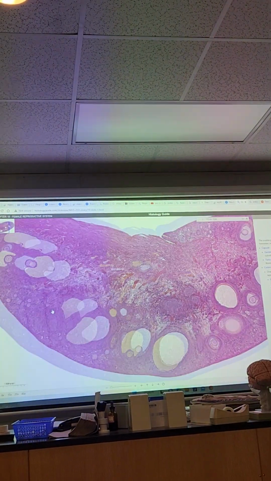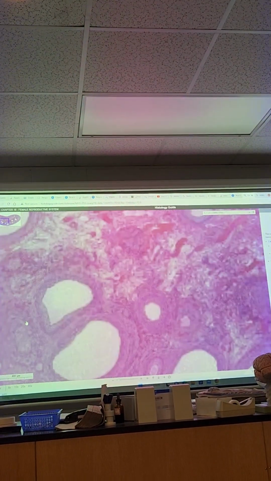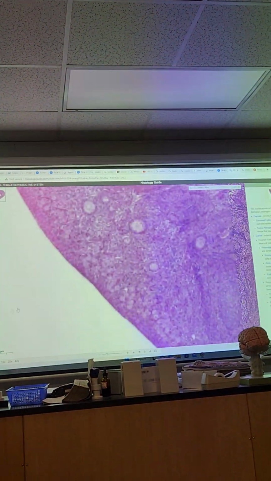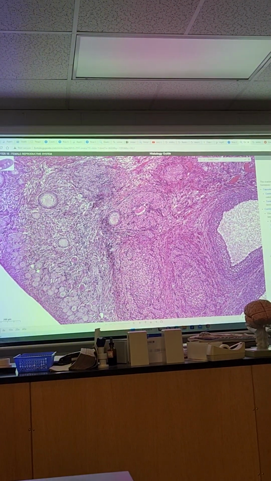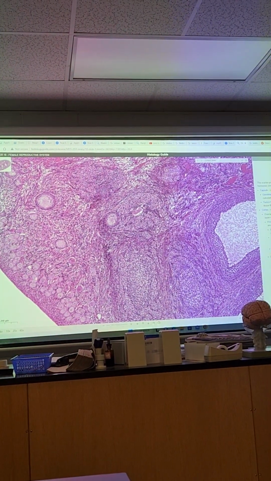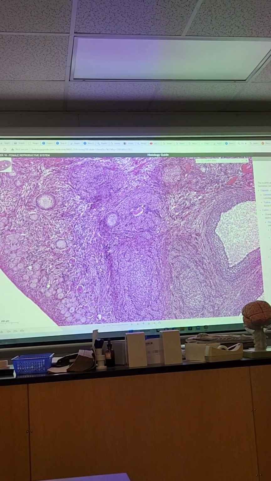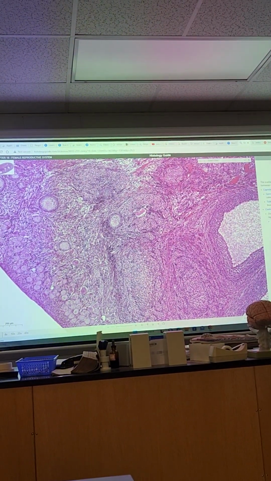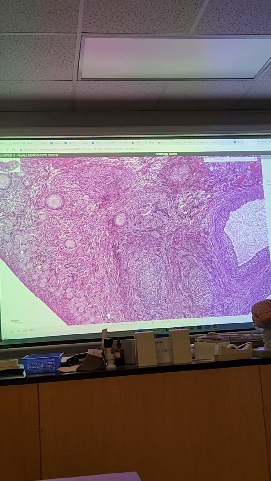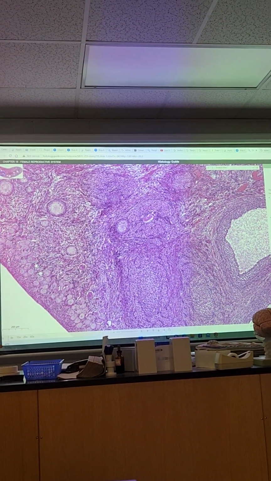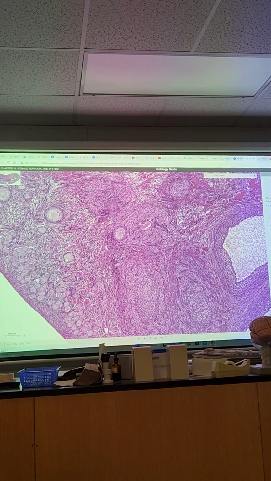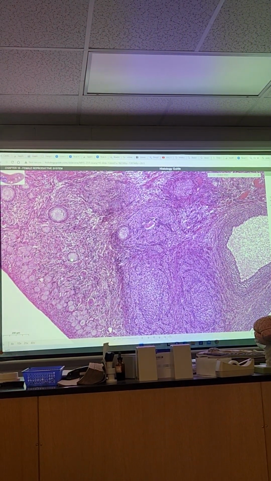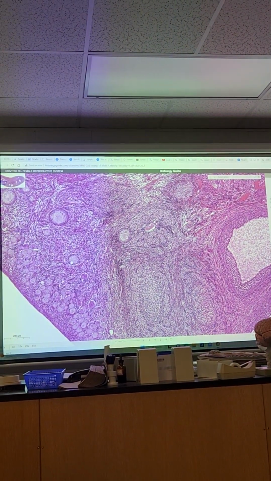But if I gave you tiny, this is what we're talking about, these. These are what you have about 200,000 of at puberty, when you're 13 years old. Those are called primordial follicles. This would be just beyond a primordial, like a primary follicle. These are very similar. They're going to have a primary oocyte inside.